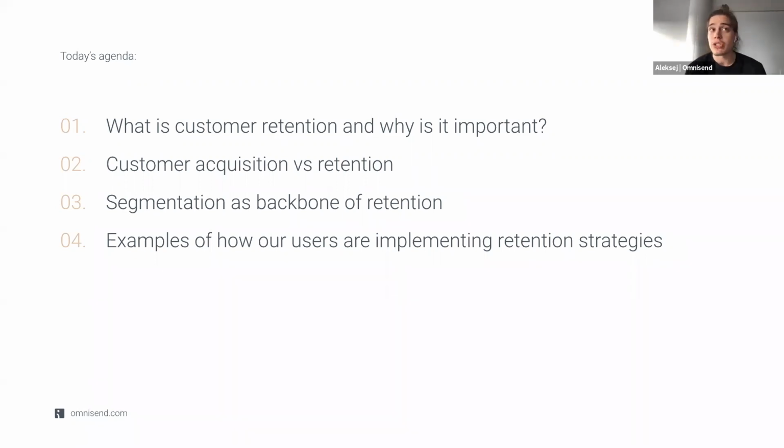Number two is customer acquisition versus retention. I don't really like the word versus here because both of these are equally as important. We have to do both, but we also have to know how to find the right balance between the two. Number three, we're going to look at 3 different segmentation tools that we can use as the backbone of our retention. Retention is highly dependent on being really personalized, really targeted, and segmentation helps us achieve exactly that. Finally, number 4, we're going to be sharing examples of how our users and other marketers outside of Omnisend are implementing these strategies to drive more repeat sales.